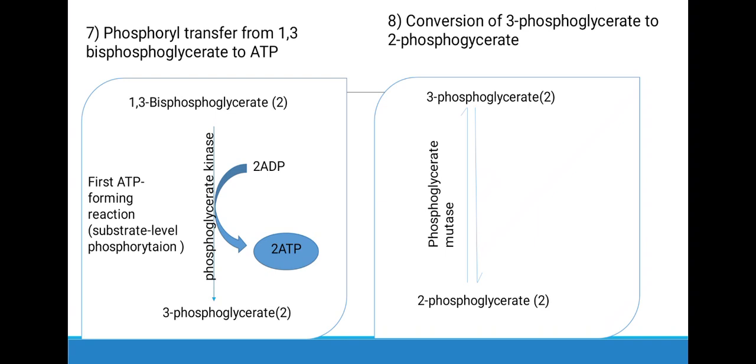Eighth step of glycolysis, conversion of 3-phosphoglycerate to 2-phosphoglycerate. In this step, 3-phosphoglycerate is reversibly converted into 2-phosphoglycerate with the help of the enzyme phosphoglycerate mutase.